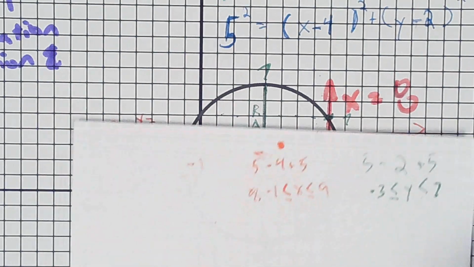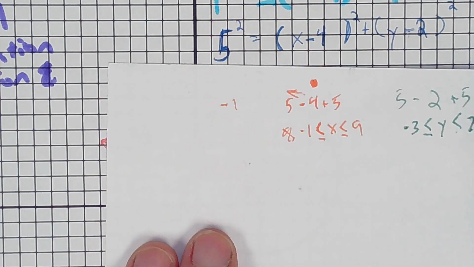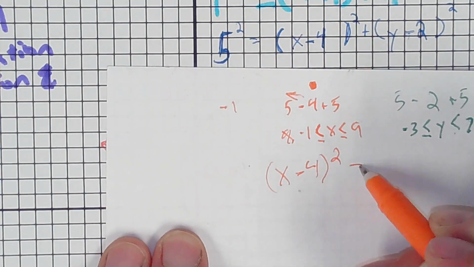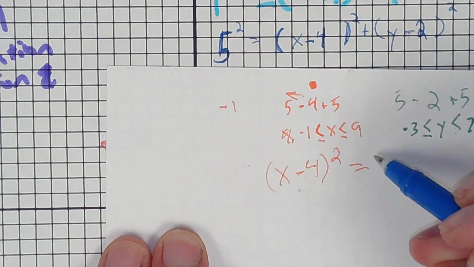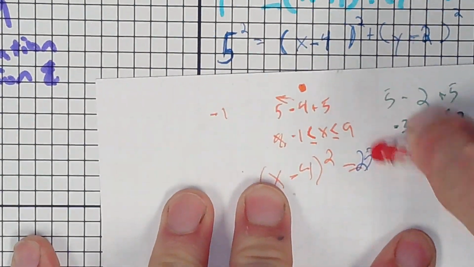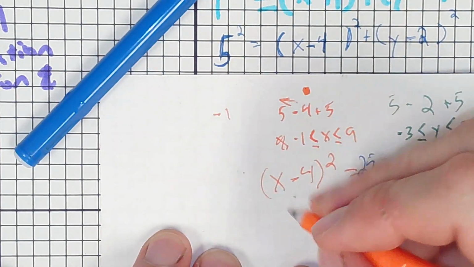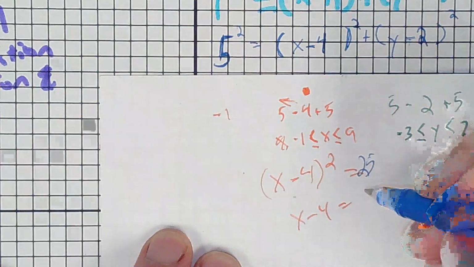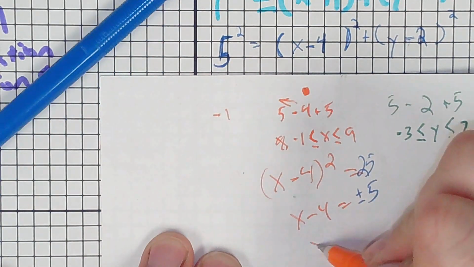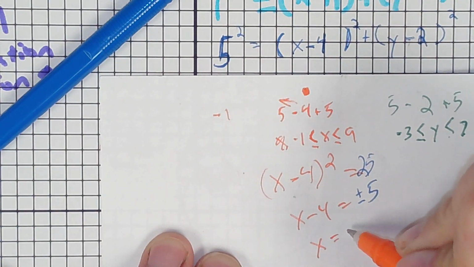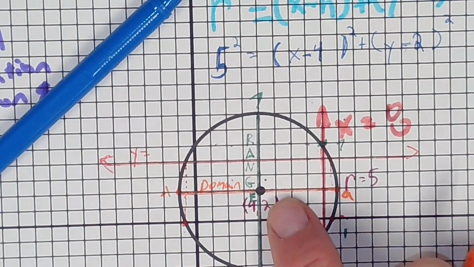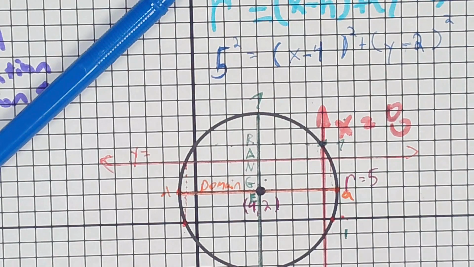Okay. Now I could solve it for here, right? Let's just do it for this one. X minus 4 squared equals 5 squared, which is 25. Then I'm going to take the square root of both sides, so it's going to be x minus 4 equals plus or minus 5. Hey, there's my radius. Then x equals 4 plus or minus 5. Hey, look at that. That is where that comes from, right? It's 4 plus or minus 5.